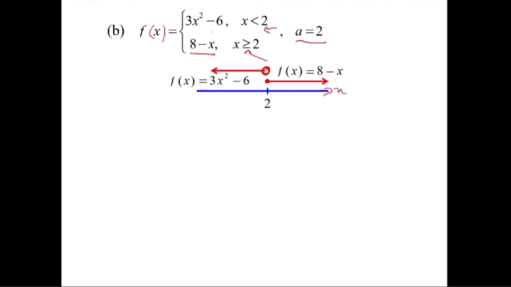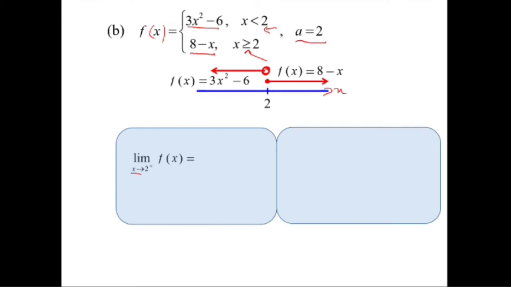On the left side, the function is 3x squared minus 6. Write it down. Next, determine the correct function from the right side of 2. So from the right side of 2, look up, you will see the function is 8 minus x. Replace it there, and then substitute your value of 2 into the x. Your value of the limit is 6.